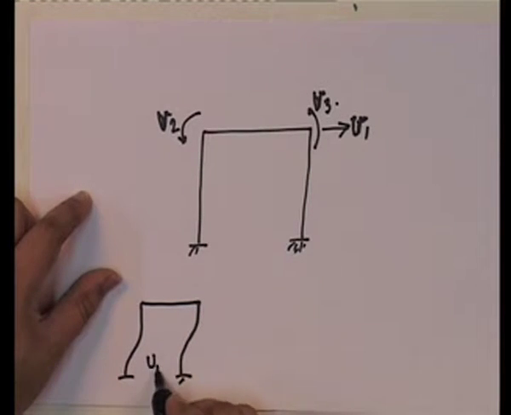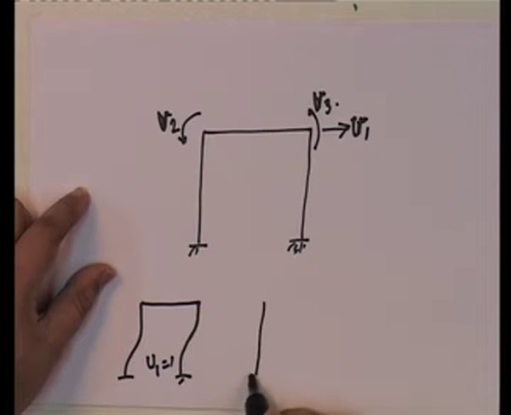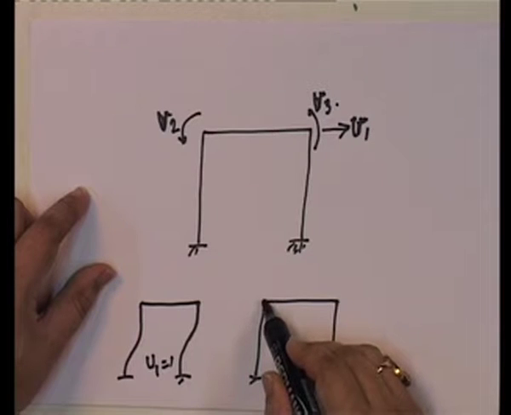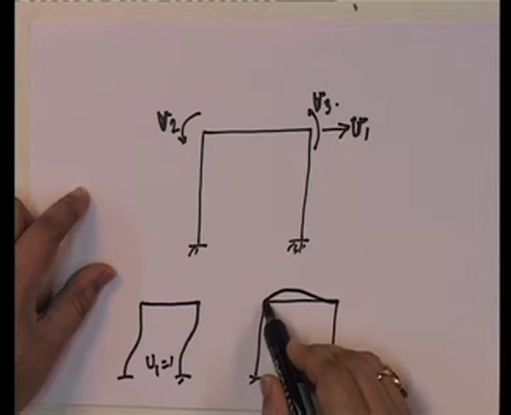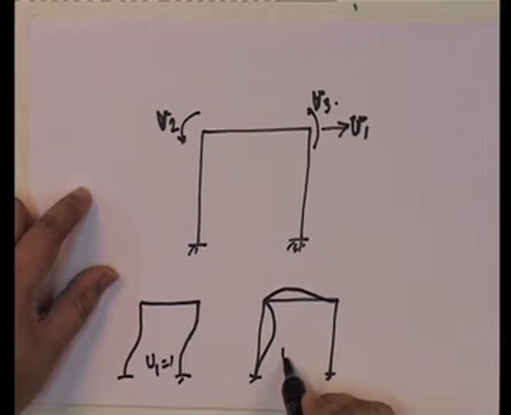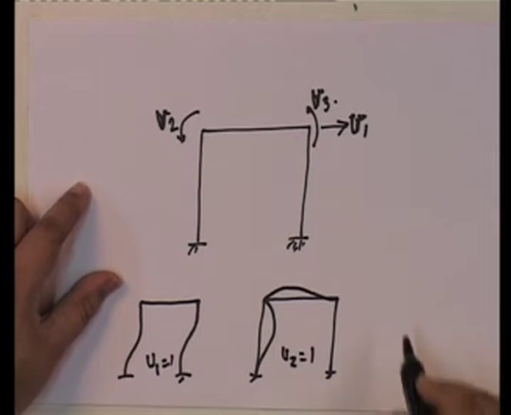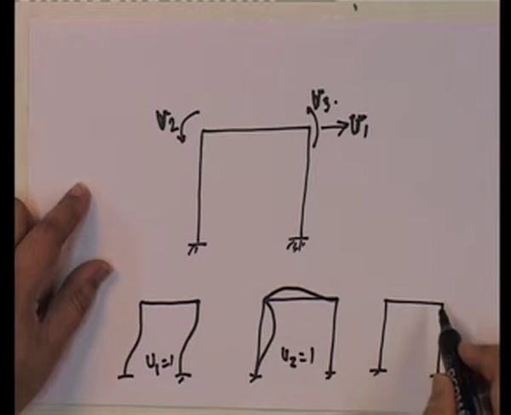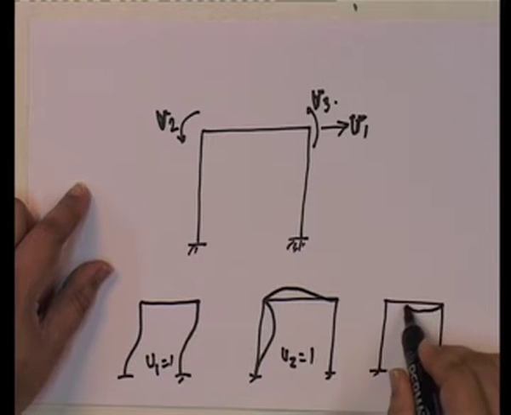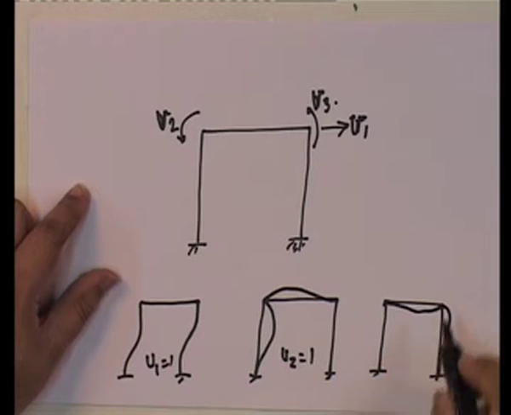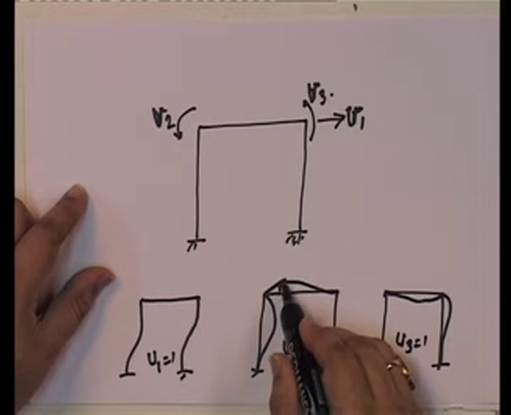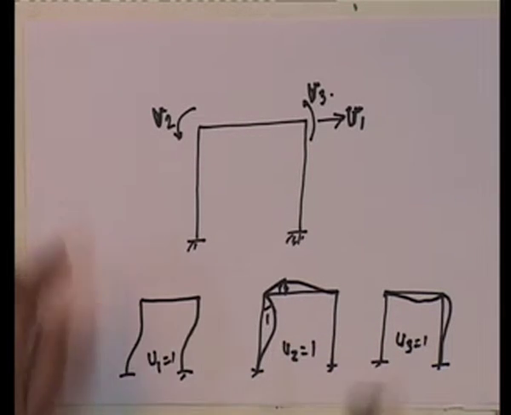So, this is V1 equal to 1. Then V2 equal to 1 gives me what? That this one goes like this, one rotates. This is V2 equal to 1, and finally, we have V3 equal to 1, which is this way. So, this is V3 equal to 1, where this angle is 1, this angle is 1.